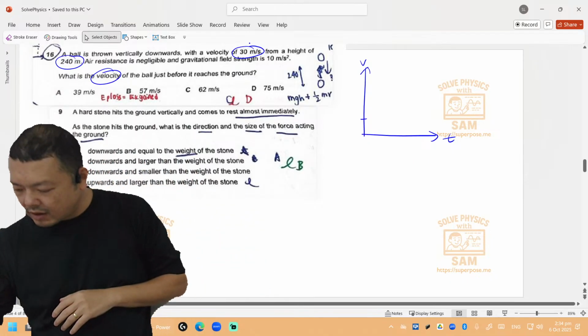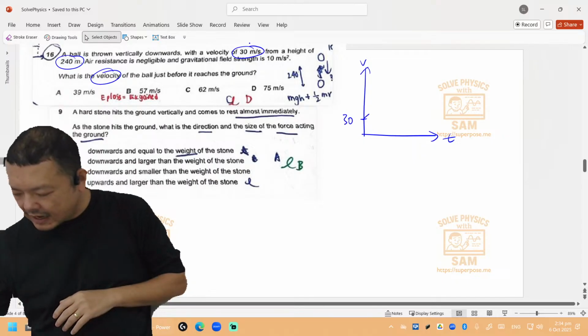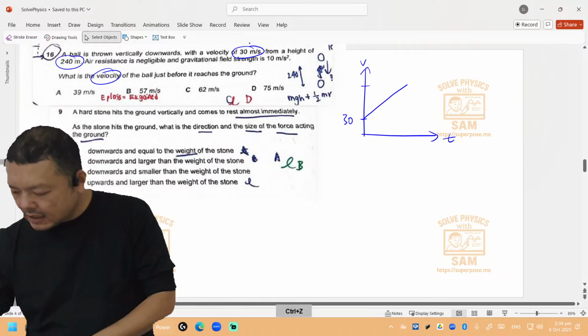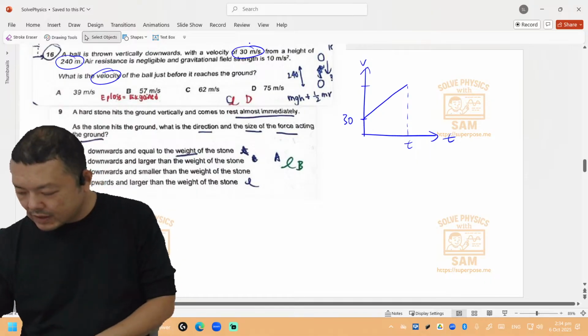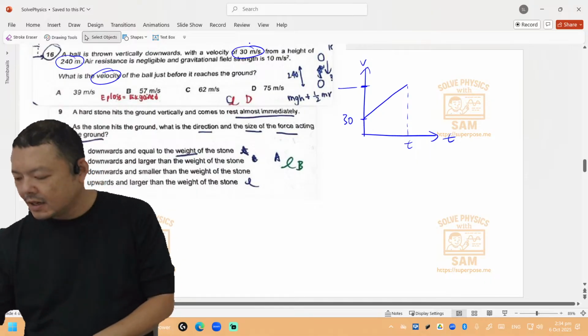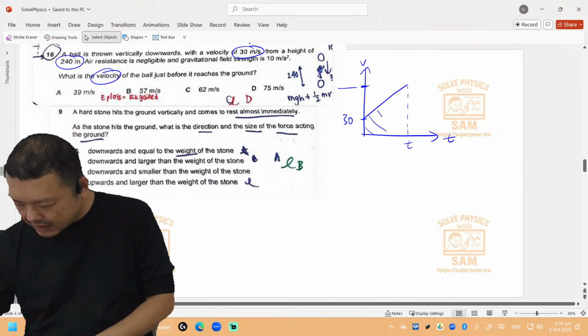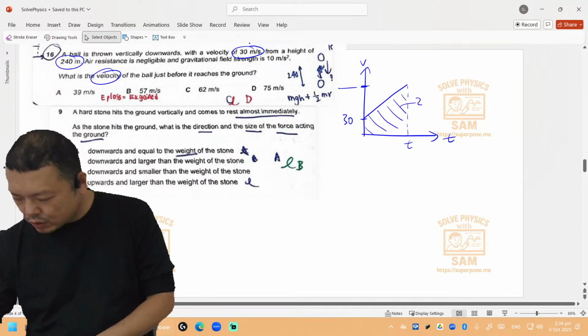If you were to draw the velocity time graph, it starts from 30, it accelerates downwards, and then it hits the ground at a certain time t. We don't know what t is. In fact, we don't even know what this final value up here is. But we do know that this area here is 240.